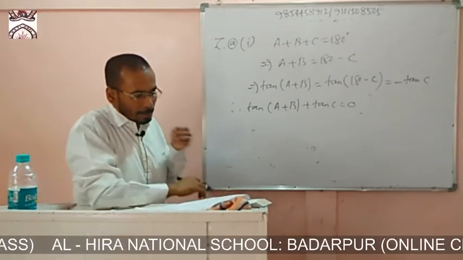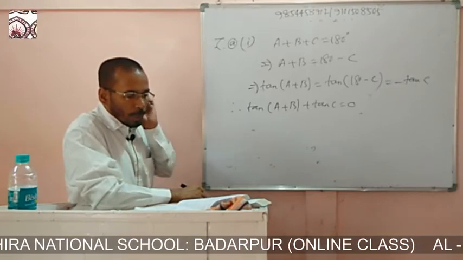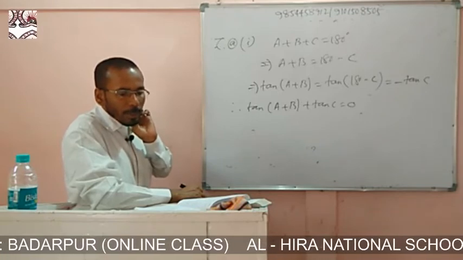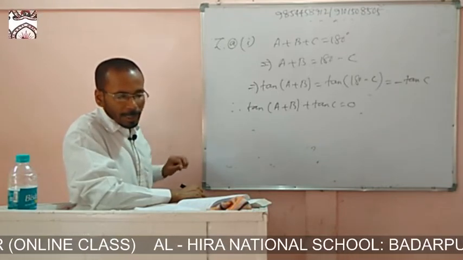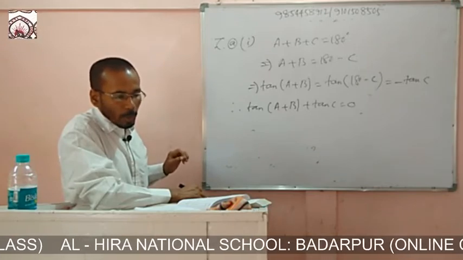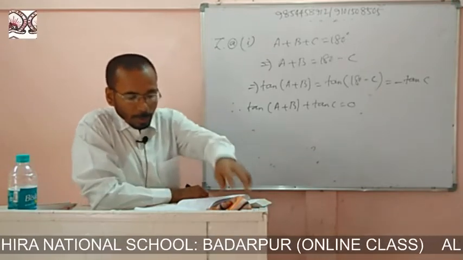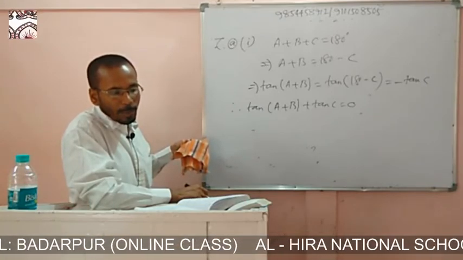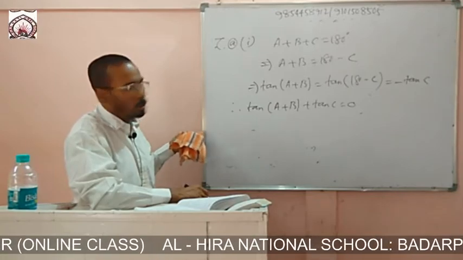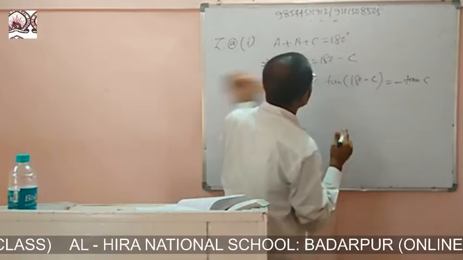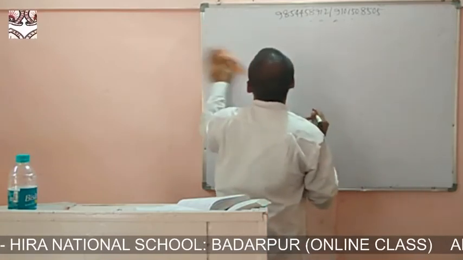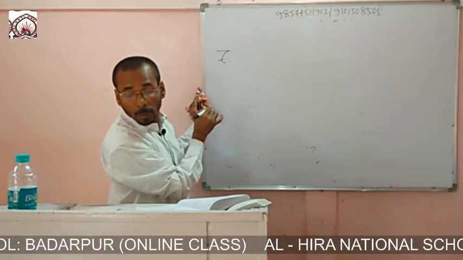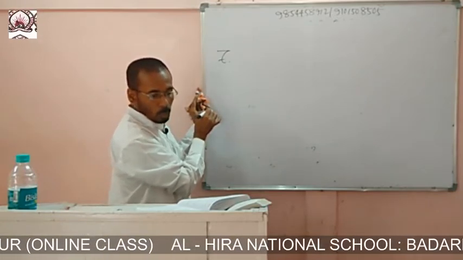So question number 1 is proved. Now like this you can do questions number 2 and 3. Now 7B1 is in the cyclic quadrilateral. The last one I am doing is 7B2. If A, B, C, D are angles of a cyclic quadrilateral, then cos A plus cos B plus cos C plus cos D is equal to 0. So 7B2.